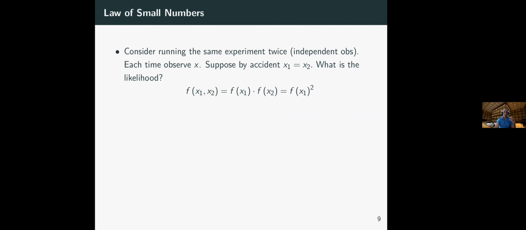All right, so how is this the law of small numbers? Think about a Popperian doing experiments. Consider running the same experiment twice. I'm going to do some kind of titer and I'm going to measure something.